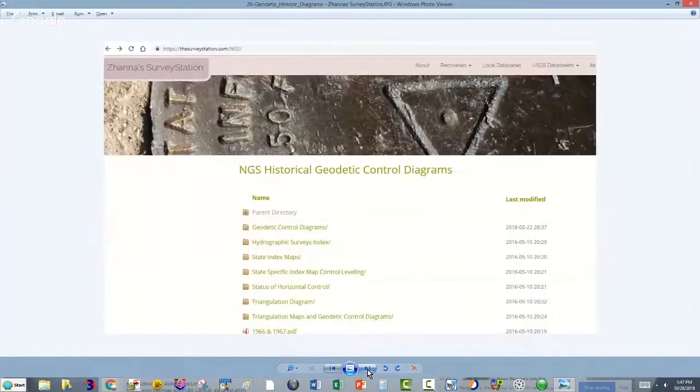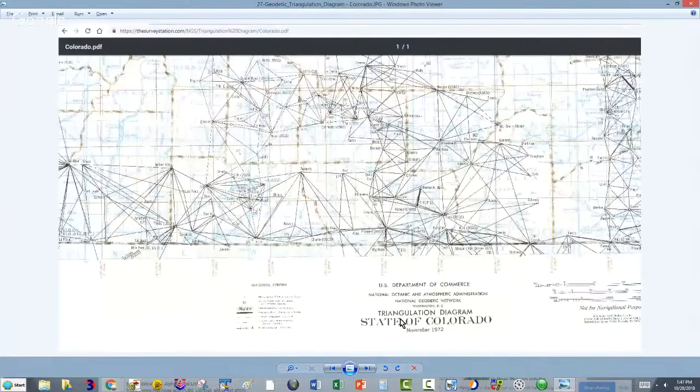Here's another great source for old historical diagrams and maps. The survey station. I linked it in the list, and so you can come here to this site and look up the actual triangulation diagram for the state of Colorado. This is where you would find it.